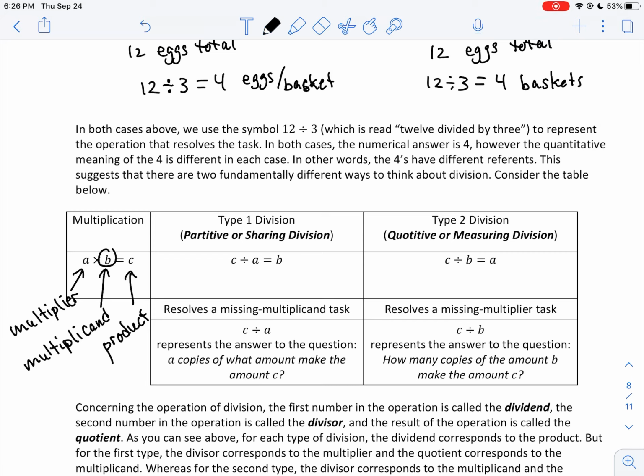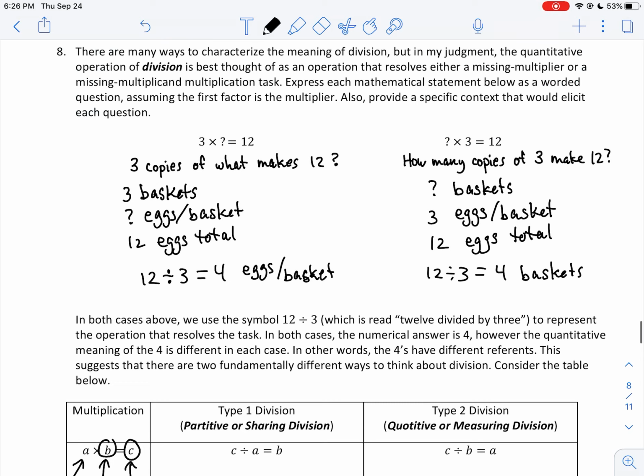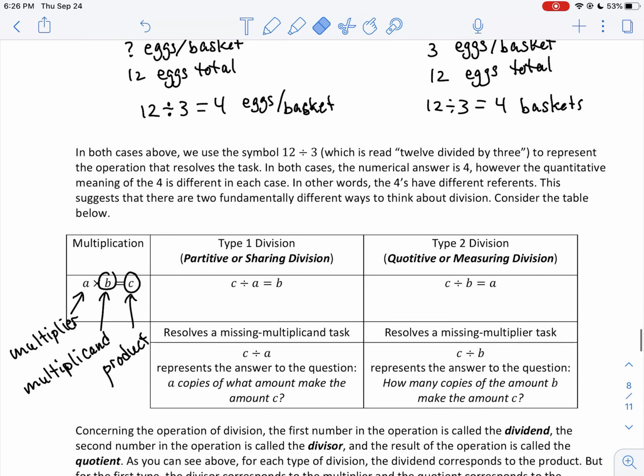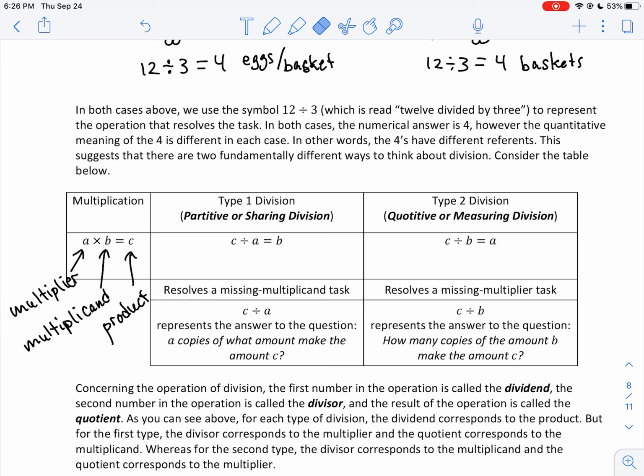Let's say that instead, you know the multiplicand and you know the product, but you're trying to find A. That's analogous to this situation, where we know how many eggs per basket, we know how many eggs total, but we're trying to figure out how many baskets there are. That's like trying to find the multiplier. It's a missing multiplier task. But you still do division of the two things you know. You still do C divided by B in order to arrive at A, where we're trying to find A. And this resolves a missing multiplier task.